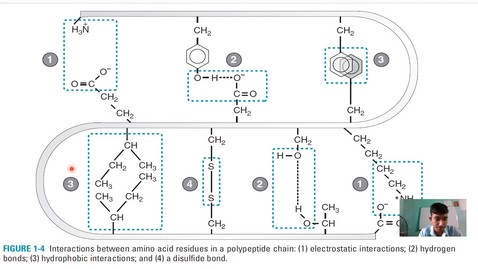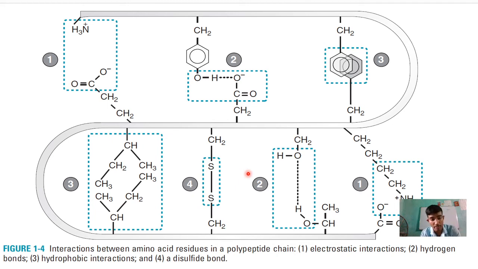First of all, you can see this bond represents an electrostatic interaction, and there is a hydrogen bond. This is a hydrophobic interaction, and here is another hydrophobic interaction, and here a disulfide bond is present. There are so many non-covalent forces present.